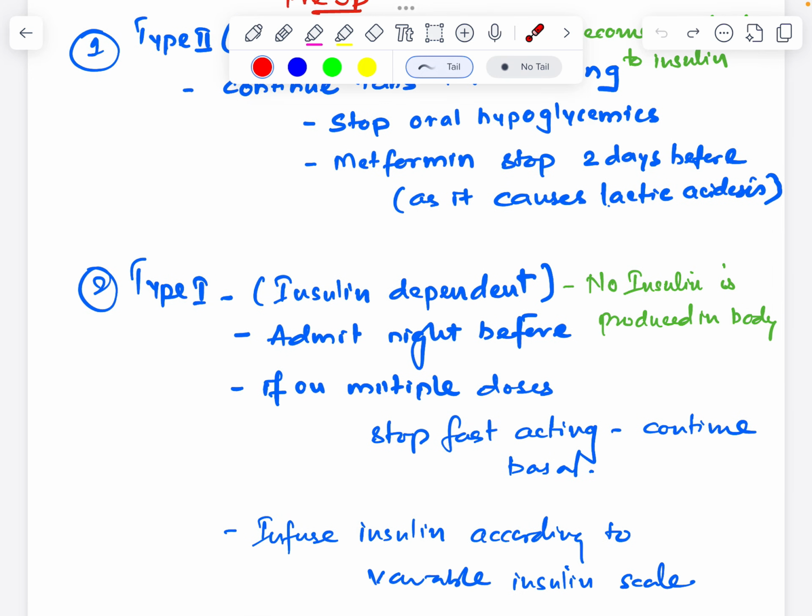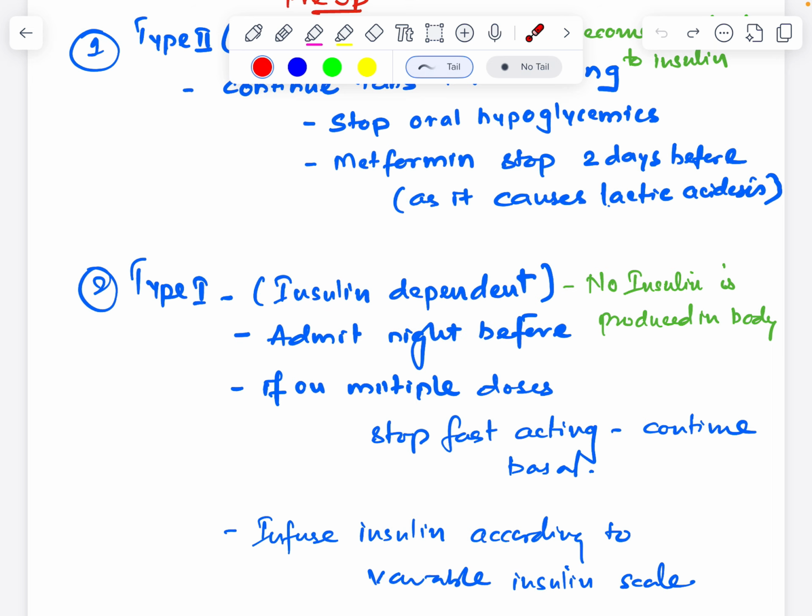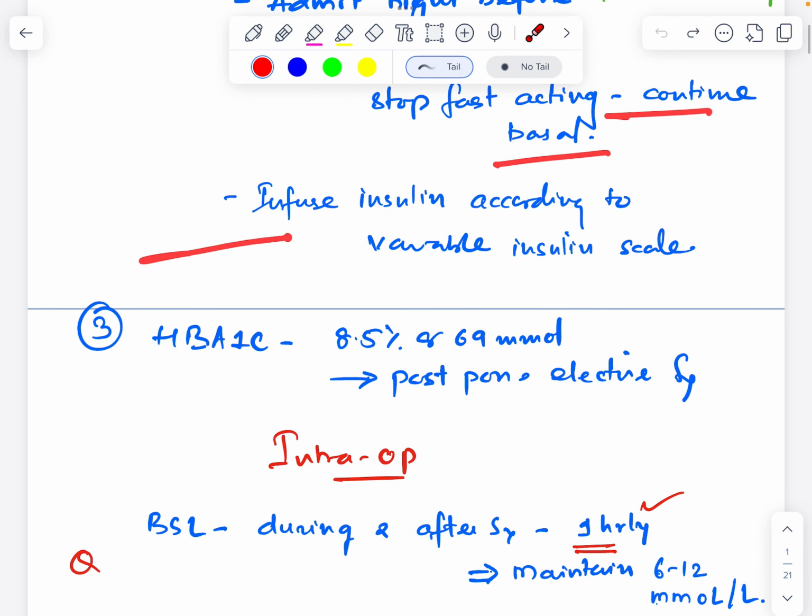Type 2 is non-insulin dependent, type 1 is insulin dependent because it requires insulin. As insulin is not produced in the body, patient is having pancreatic pathology, so patient needs to be admitted, multiple doses, stop fast acting and continue basal. Fast acting should be stopped. Infuse insulin according to variable scale. This is important.